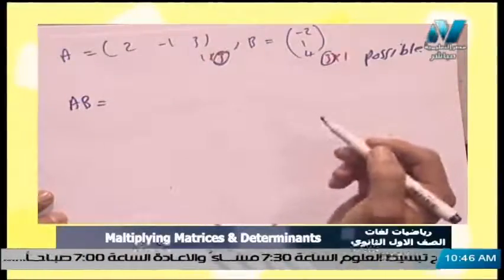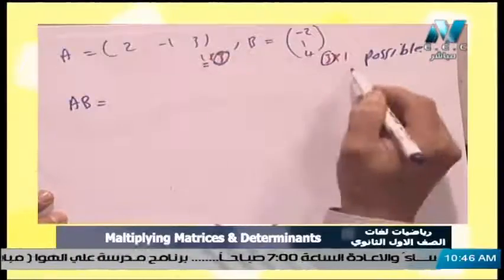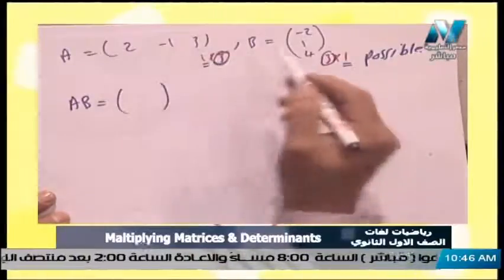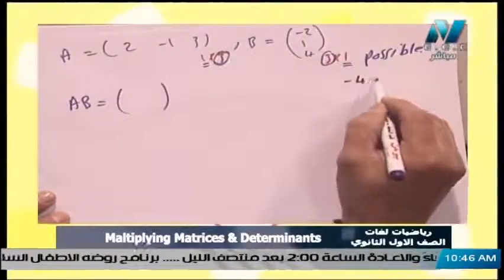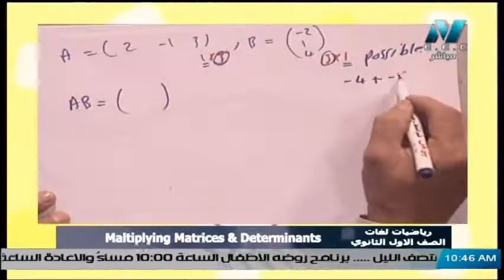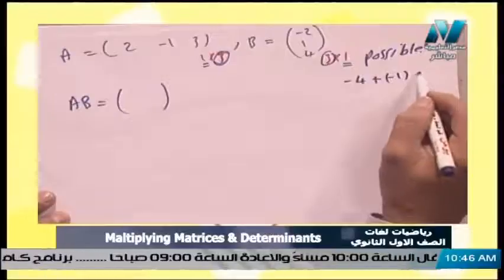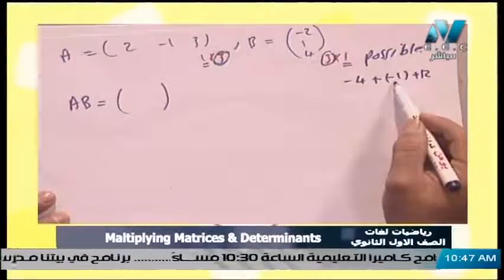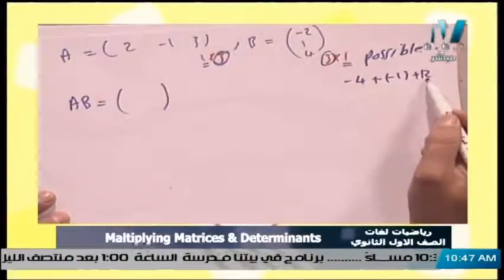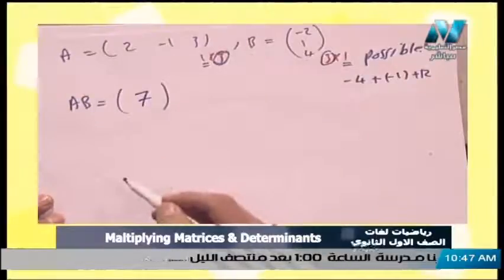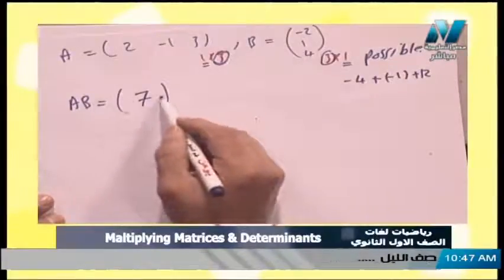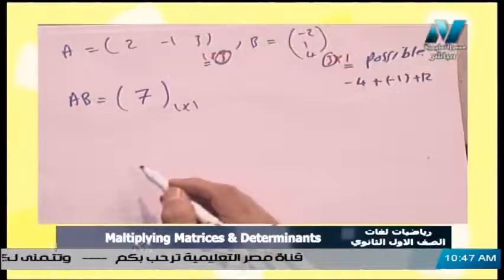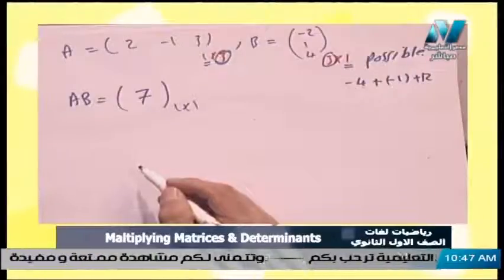The expected order will be 1 by 1, just one element. 2 multiplied by negative 2 equal negative 4. Negative 1 times 1 equal negative 1. 3 times 4 equal 12. So negative 4 plus negative 1 equal negative 5. Negative 5 plus 12 equals 7. So it's just 7. One element, because it's one row, one column, means just one element. Okay. We have another example.